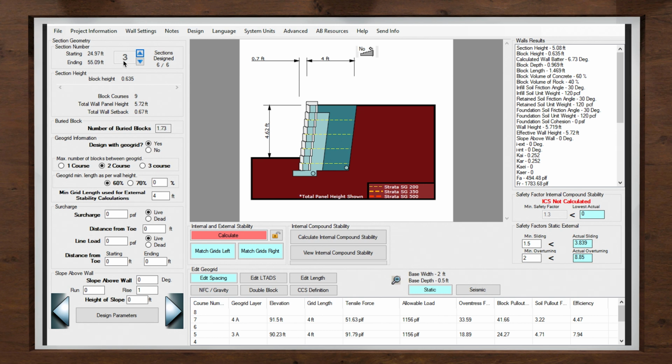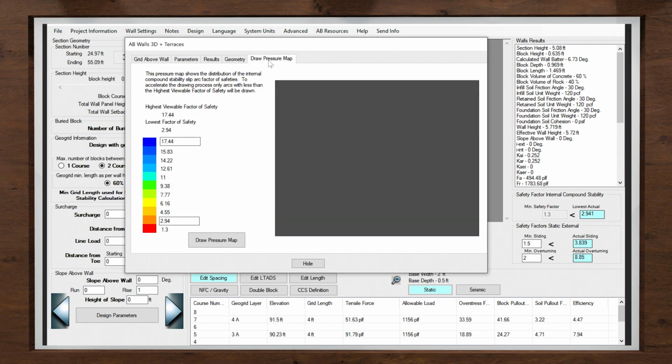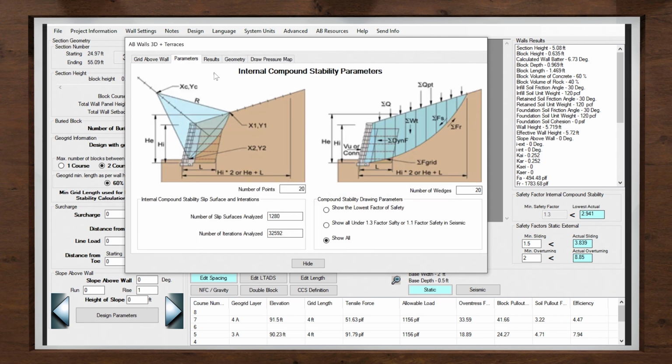So why does this all matter? Remember that before internal compound stability, designers were limited to internal and external stability and bearing analysis. Internal compound stability adds value with comprehensive calculations, allowing designers to handle complicated sites where the traditional methods of analysis fall short. With the AB Walls design software, you can save hours of design time running this high-level analysis and be able to modify the design with a few clicks of a mouse.